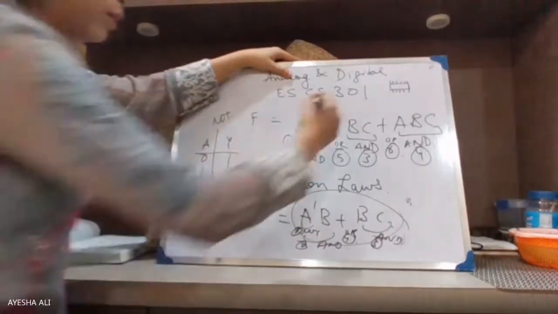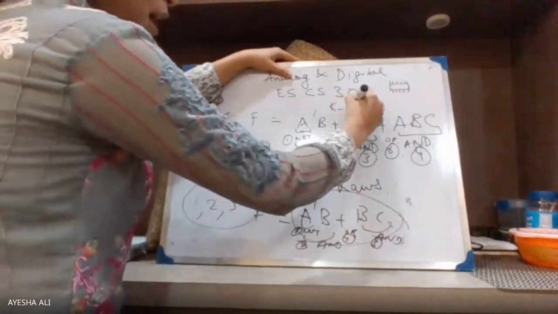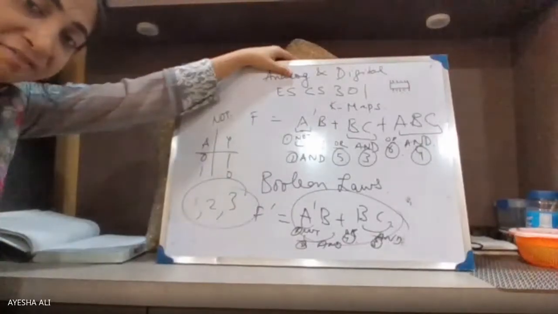Have you heard about K-maps, Karnaugh maps? Yes, ma'am. Where did you hear about Karnaugh maps? Ma'am, in class 12 it was there. Boolean algebra in class 11 and 12. Yes. You don't remember what all you had learned in 11 and 12? Only remember the name.